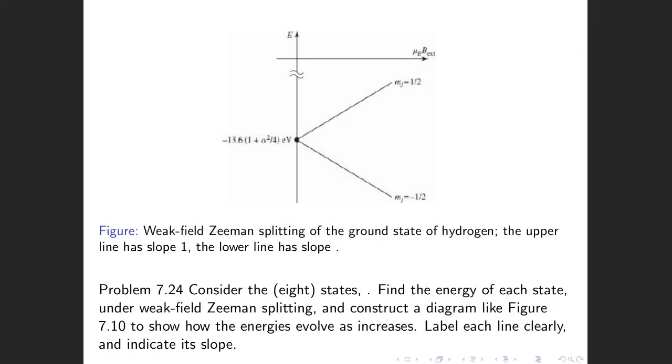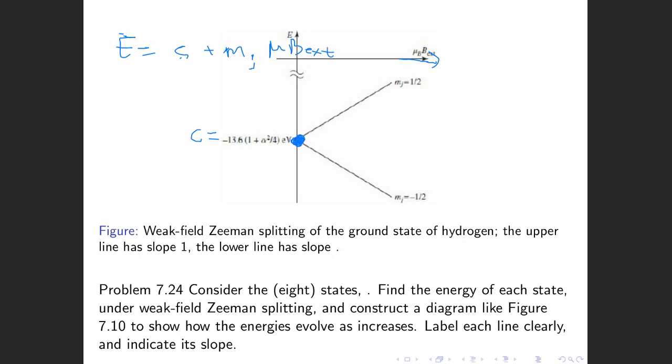You start with something that was degenerate, right? And once you put this into an external magnetic field, remember that we are plotting E, which is given by a constant C, the intercept, plus mj mu B times x.